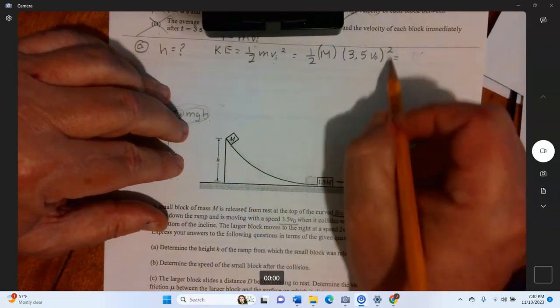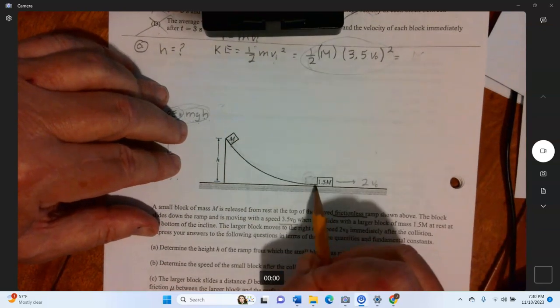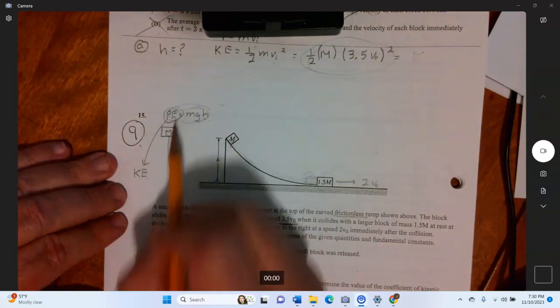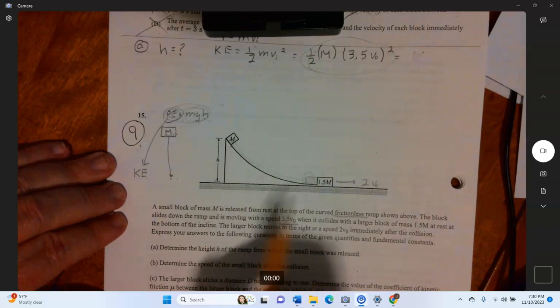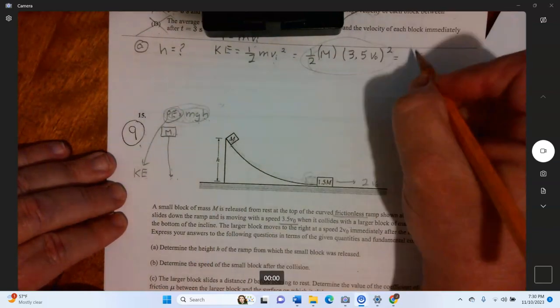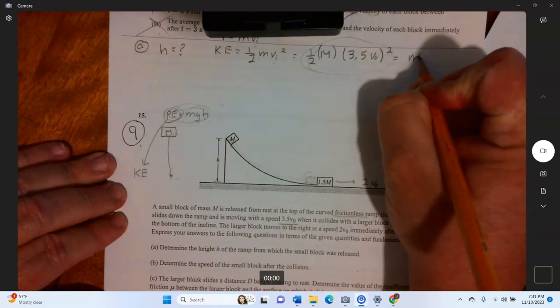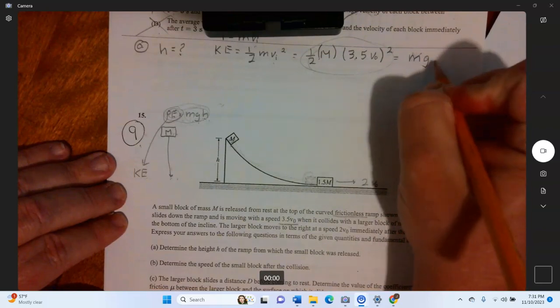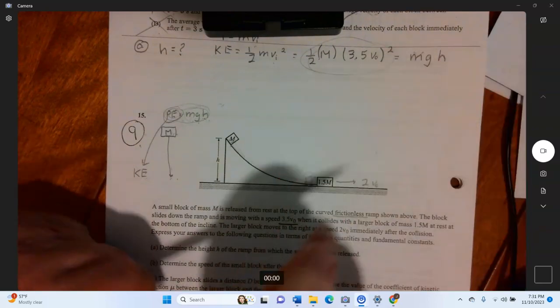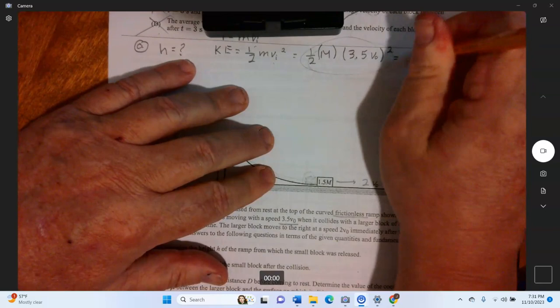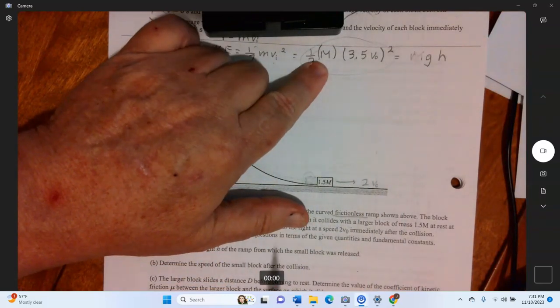Okay. And what do we say that's going to equal? That's the kinetic energy, but it's also the potential energy up here. It didn't lose any energy. So that means this is going to equal Mgh. And I should have written the capital M for the Mgh. That's the M.